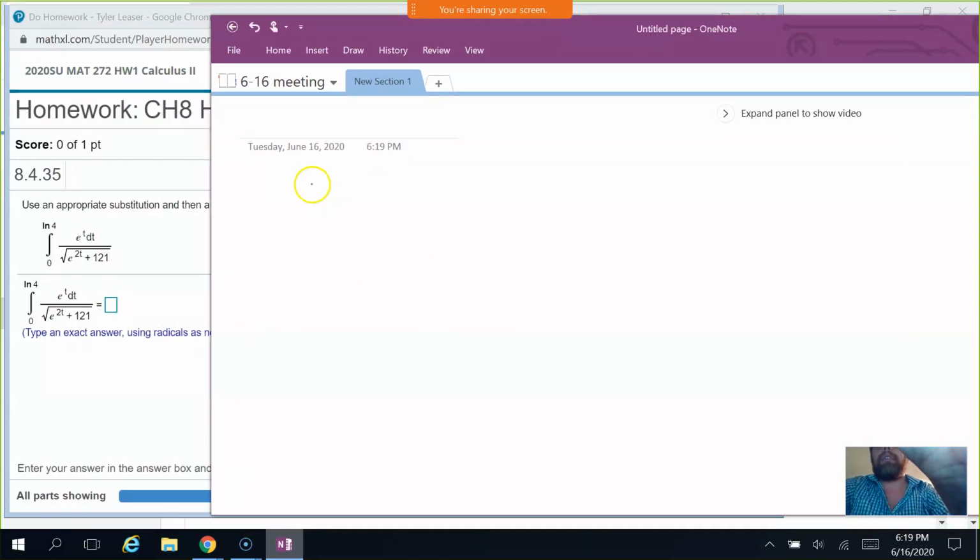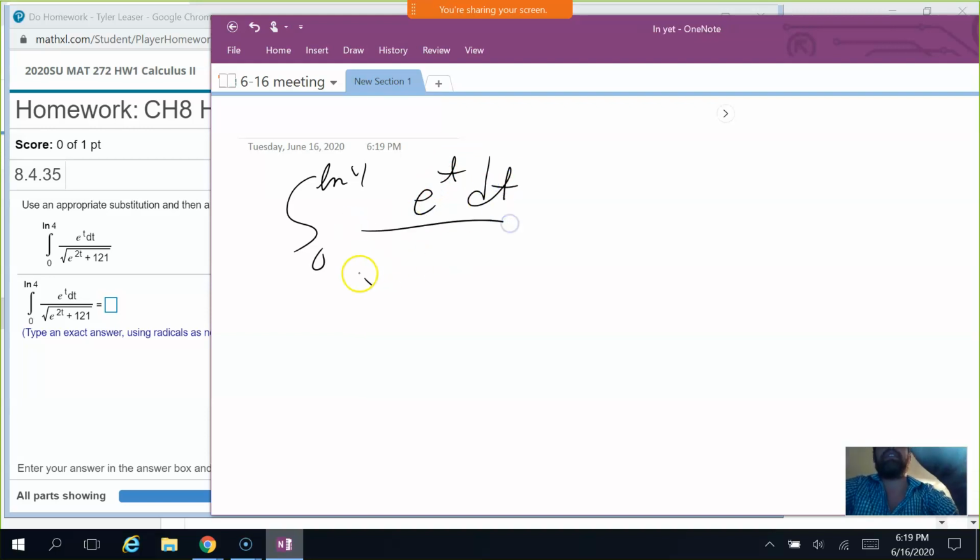Okay, so we have the integral from 0 to the natural log of 4 of e to the t dt over the square root of e to the 2t plus 121. Good. All right, so first things first, we have not really looked at anything that has these exponential functions in it, but that doesn't mean that we can't do the question. We can still do the question, it's just that we may need to substitute into a different variable to get those e's out of there.